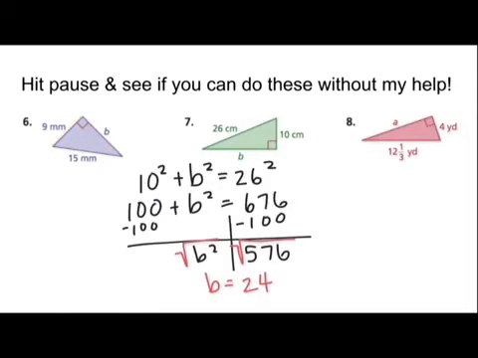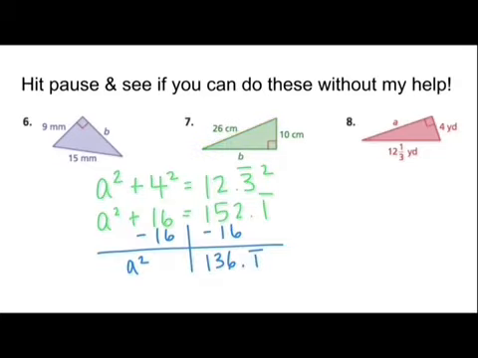And here's number 7. For this one, we had one of the legs, so we had our A, and then we had our C, which was known, and what we didn't know was our B. So I set it up like this. I solved for each of the squares there and ended up finding that B squared equals 576. Found the square root of both sides, and I ended up with B equals 24.